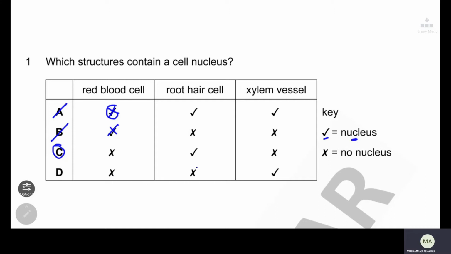Root hair cells do not have a nucleus? No, this is incorrect because they do have a nucleus. So the correct answer is C, because red blood cells do not have a nucleus, while root hair cells have a nucleus. Xylem vessels do not have a nucleus because when they become mature, they lose their nuclei. So the correct answer here is C. Let's go to the next question.